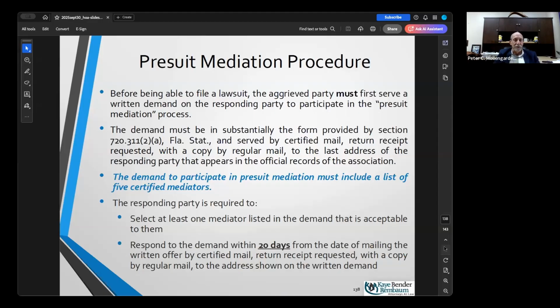You have to include a list of 5 certified mediators. Then the responding party, and that can be either the owner or the association, depending on who is moving, who thinks the other is in violation, is required to select at least one acceptable mediator from that list of 5 and respond to the demand for pre-suit mediation within 20 days from the date it's mailed, with a copy by regular mail to the address. So you basically have to respond within 20 days of the date of the demand by choosing the mediator and agreeing to go to mediation.